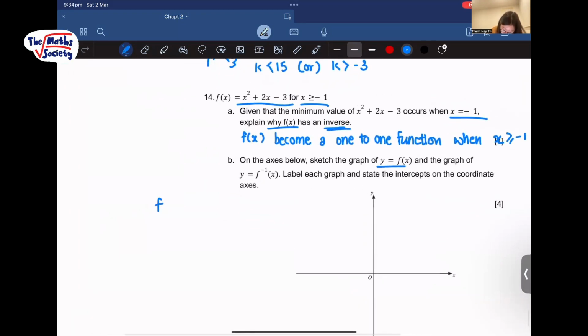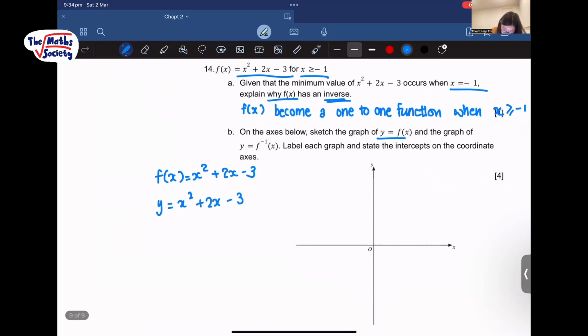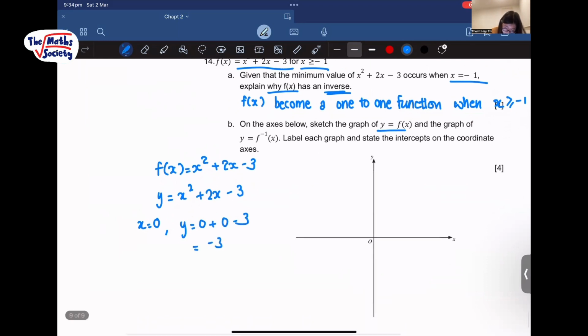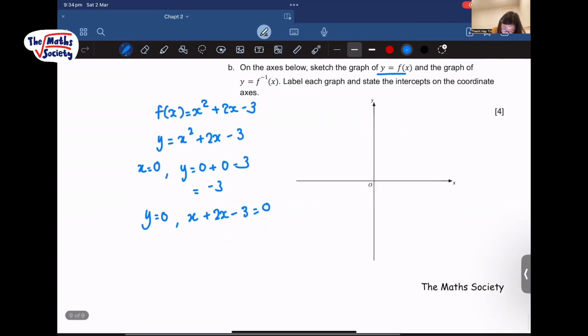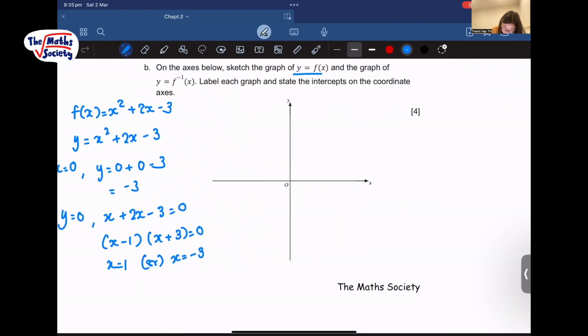So let's get f of x, which is equal to x squared plus 2x minus 3. Yep. So y equal to x squared plus 2x minus 3. You'll try to find when x is equal to 0. y would be 0 plus 0 minus 3. So it'll be just minus 3. And then when y equals 0, it will become x minus 1, x plus 3 equals 0. x becomes 1, or x becomes minus 3. Yep, so you'll have minus 3 or equals 1.